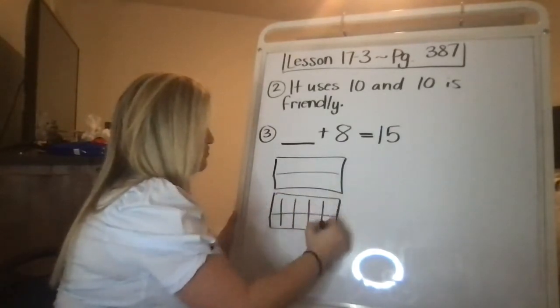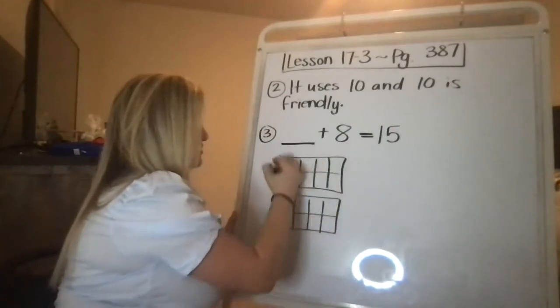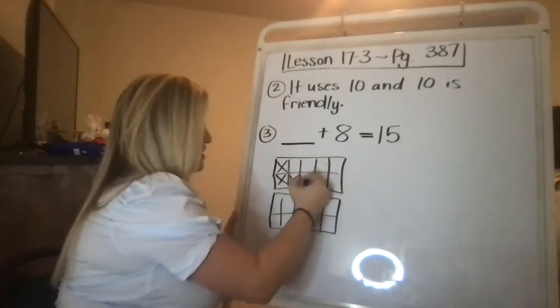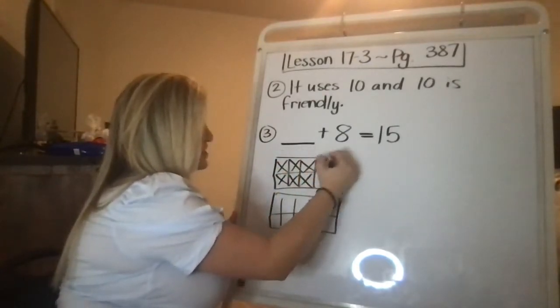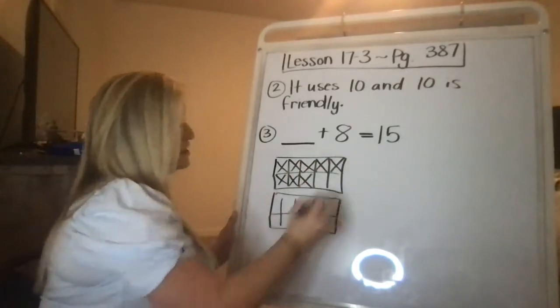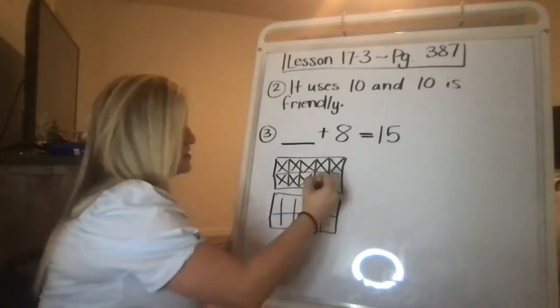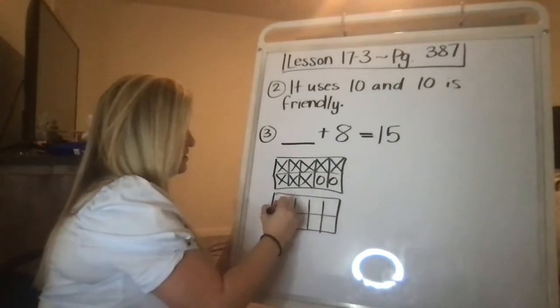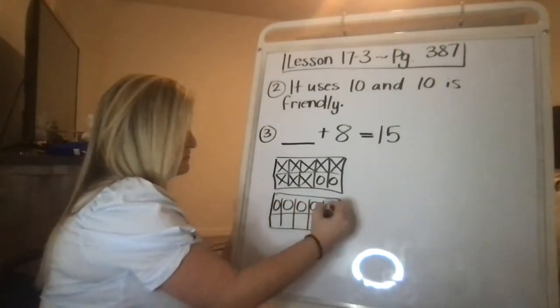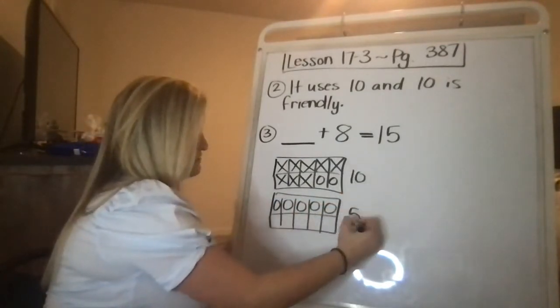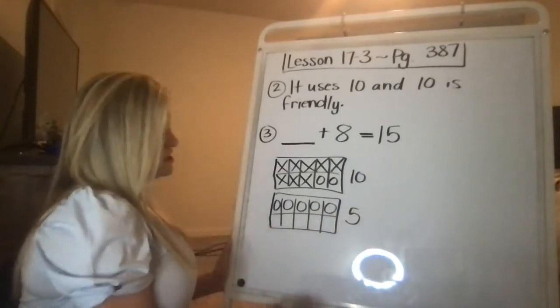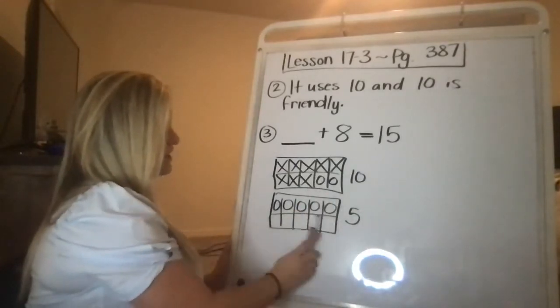1, 2, 3, 4, and I'm going to fill in 8. I know I need to have 2 gone because 10 minus 2 is 8. Now I'm going to count on until I get to 15. 9, 10, 11, 12, 13, 14, 15. So I have 10 and 5, which equals 15. Now I know I need to count 5.